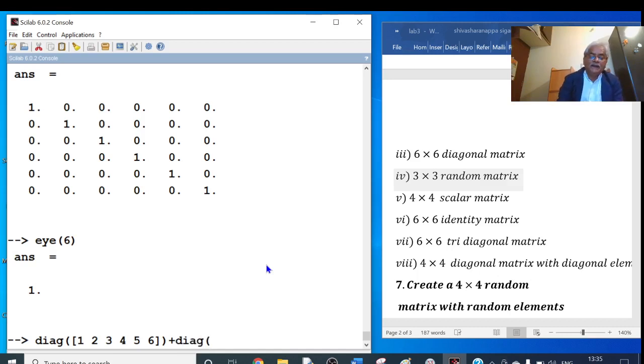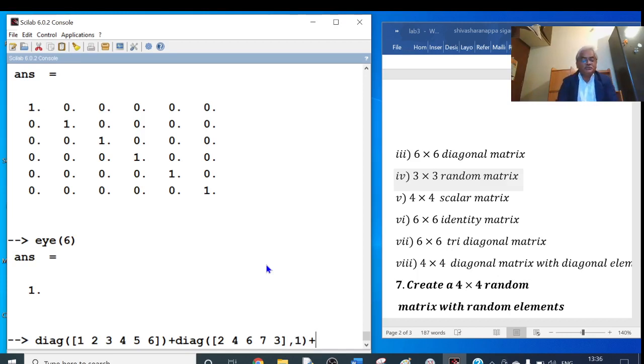DIAG bracket open, square bracket open. Here I will give only 5 elements because one above the diagonal means 5 elements. 1, 2, 3, 4, 5 elements. Okay, close. Here I will put these elements one above the diagonal. So I have to give 1 here. Bracket close. Plus, I will create one more diagonal matrix where 5 elements are one line below the diagonal.